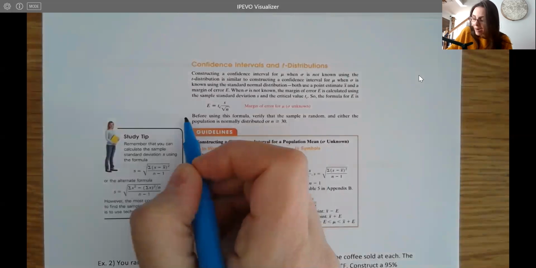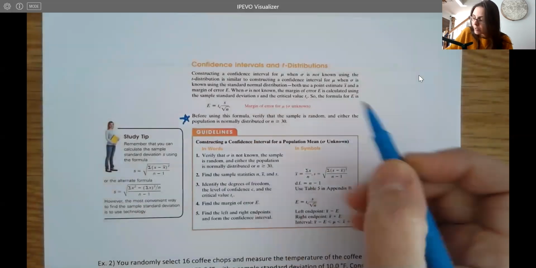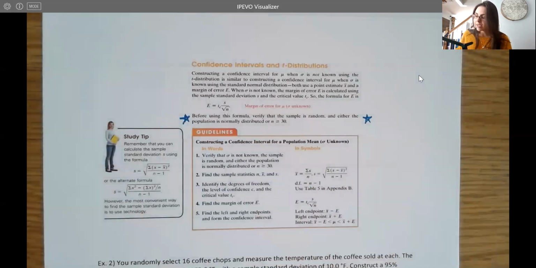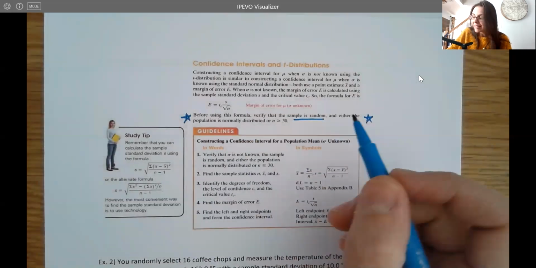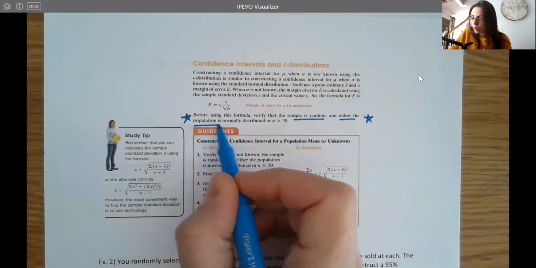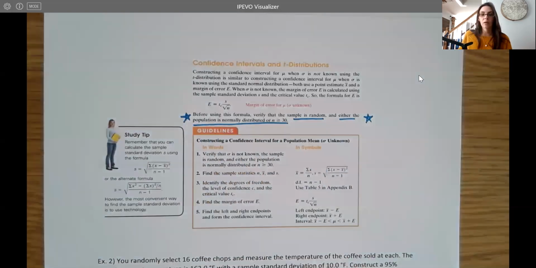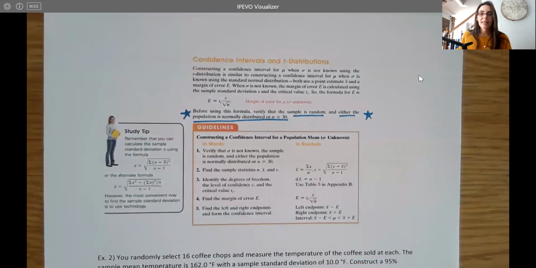Now, just remember, anytime you're doing confidence intervals, this is really important to check: you do need to make sure your sample is random, and either the population is normal or your sample size is greater than or equal to 30. And again, this is the minimum requirement. We saw in the last section we have a sample size formula that we could use too. So that may even tell you to have a bigger sample than 30, but this is the absolute minimum that you need to use these formulas.